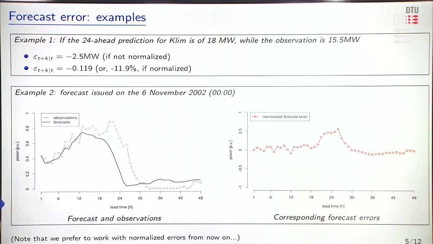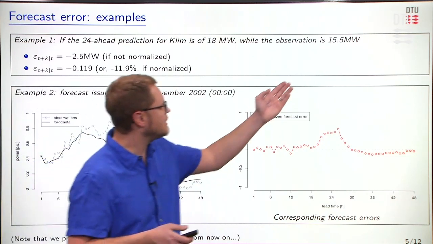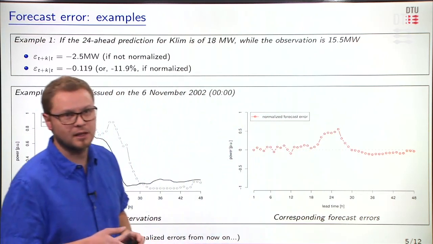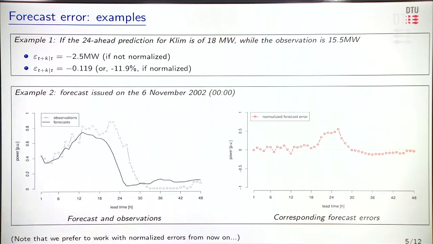participate in the market. The observation there is 15.5 megawatt. So if we calculate the error, measurement minus the forecast, we have an error of minus 2.5 megawatts. If you were to normalize the forecast error, this is minus 0.119 or minus 11.9% if you prefer.